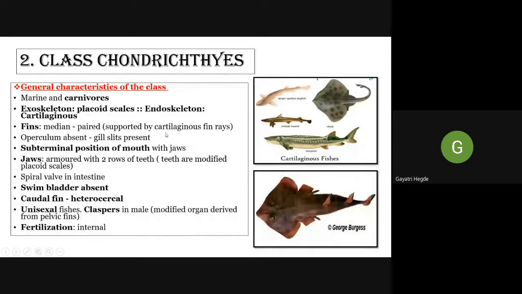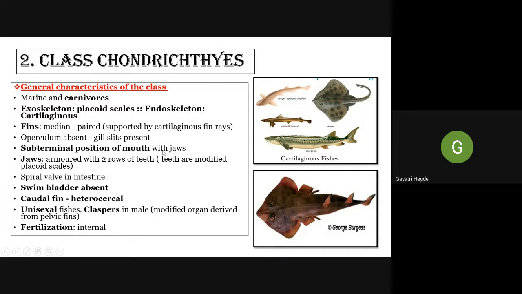Now if you compare the mouth of a shark with any of the other fish that you eat, for example bony fish, be it pomfret or anything, their mouth is in terminal position, like at the end of the head. But theirs is subterminal, meaning it is a little lower down. So the position of the mouth is subterminal. This is a very important point because this characteristic can be seen only in this class.